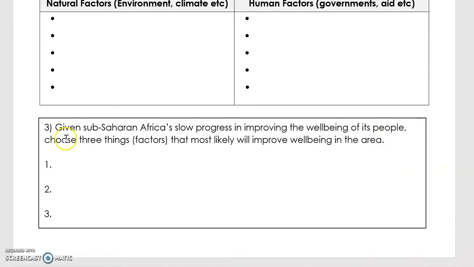Continuing on, give 3 ideas that might actually improve well-being in the area. Again, this is based upon your own opinion. There's no right or wrong answer there. We're just thinking deeper about what is actually the problem, what is causing this, and what are some ways we might be able to improve that.